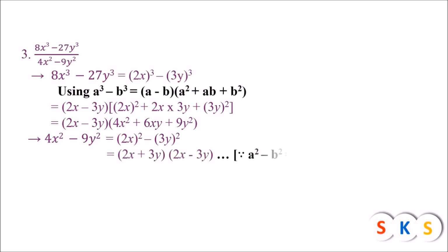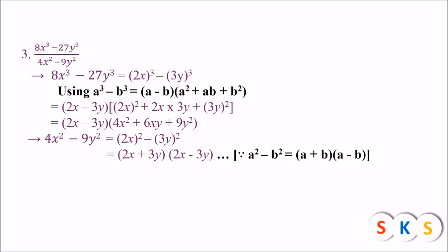So what will we get here? 2x plus 3y into 2x minus 3y, because of this formula, right? a square minus b square equals a plus b into a minus b. And what is a? It's 2x. And what is b? It's 3y. So after substituting the values of a and b in this formula, now we will go for further calculation.